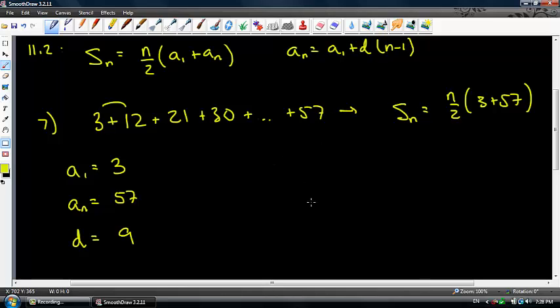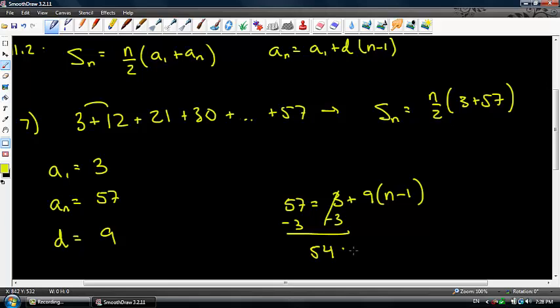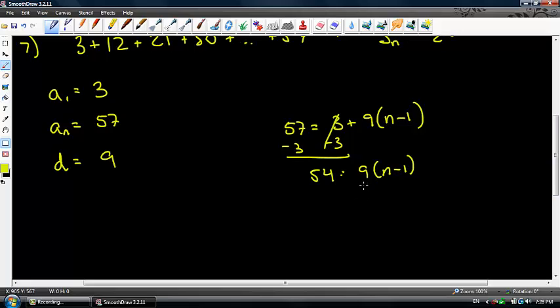So a sub n, we're going to do a little bit of side work here. A sub n, which is 57, is going to equal a sub 1, which is 3, plus d, which is 9, times n minus 1. So I'm going to go ahead and subtract 3 from both sides. So I get 54 equals 9 times n minus 1. You can go ahead and distribute. I choose not to. I'm going to divide by 9. So I get 6 equals n minus 1. So n therefore equals 7.